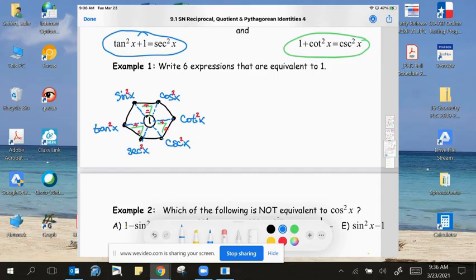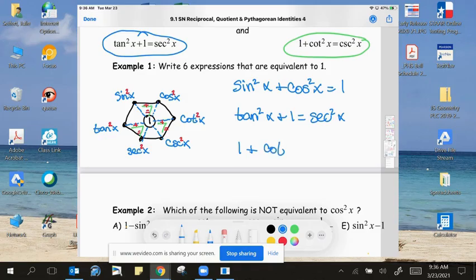So, those Pythagorean identities again. Sine squared x, this is the one that will come up most often. Sine squared x plus cosine squared x is equal to 1. The other one on the bottom left, tangent squared x plus 1 equal to secant squared x. And then the one on the bottom right, 1 plus cotangent squared x equal to cosecant squared x. Those are your 3 Pythagorean identities.